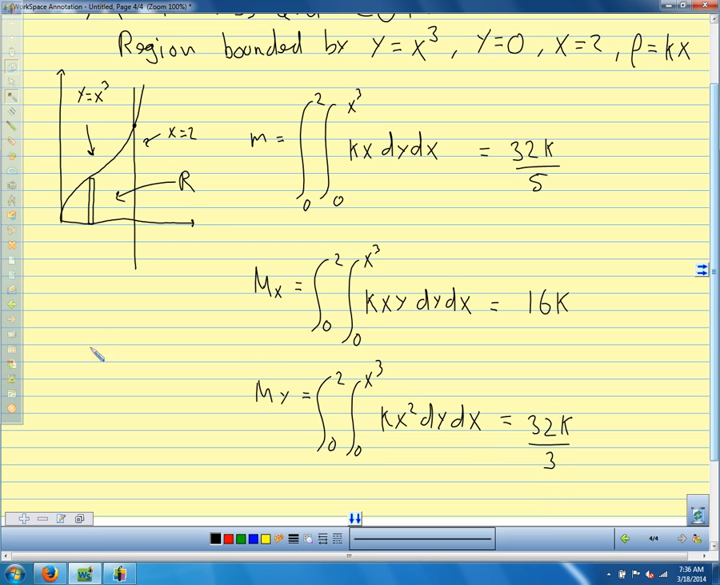So our x bar is M sub y over the mass, and we get 32k over 3 over 32k over 5, which comes out to be 5/3. And y bar is M sub x over m. So we get 16k divided by 32k over 5, and we end up with 5/2.